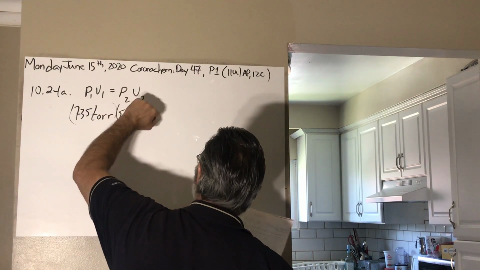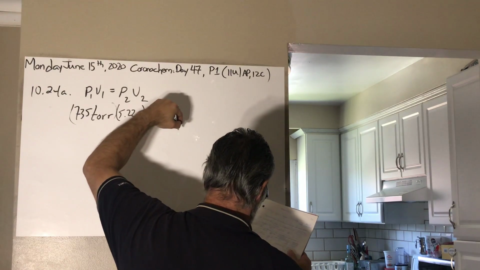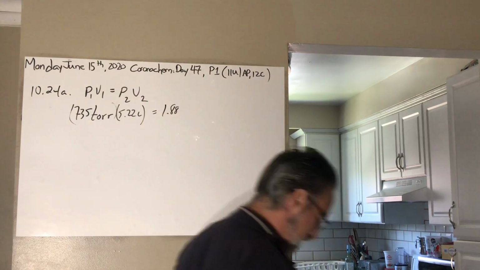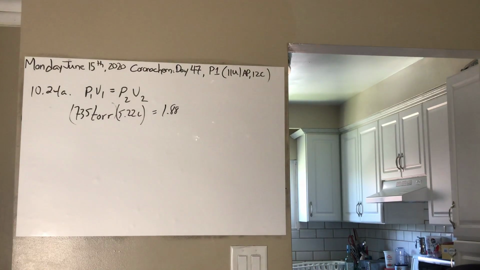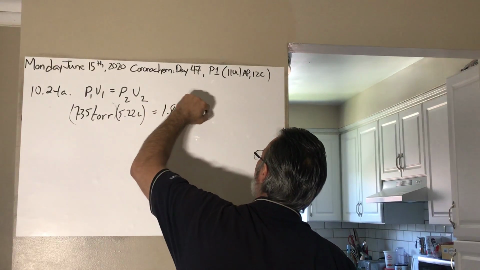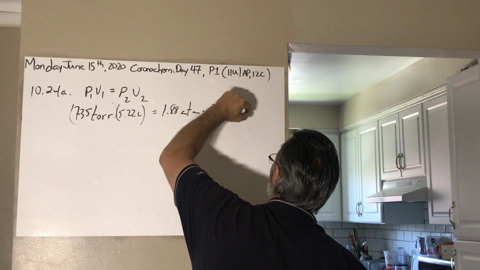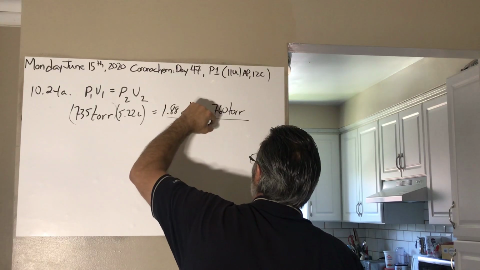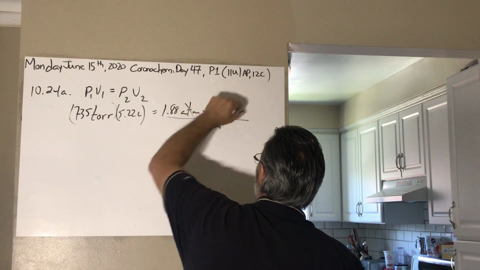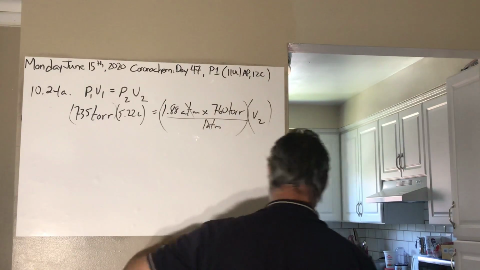5.22 liters is equal to 1.88 times, I guess that was atmospheres. Let me just double check because I didn't write it. Yep, 1.88 atmospheres times 760 torr. See, we have to use torr, so I'm converting to torr per 1 atmosphere, so that allows me to cancel atmospheres. And then we're going to find out what V2 is. That's the one thing we don't know.